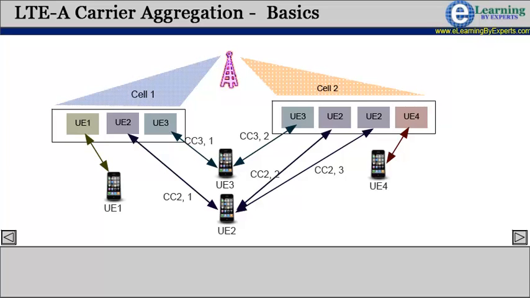In this figure, LTE Release 8 terminals, UE1 and UE4, transmit on one component carrier. LTE Advanced terminal UE3 transmits on 2 component carriers and UE2 transmits on 3 component carriers.